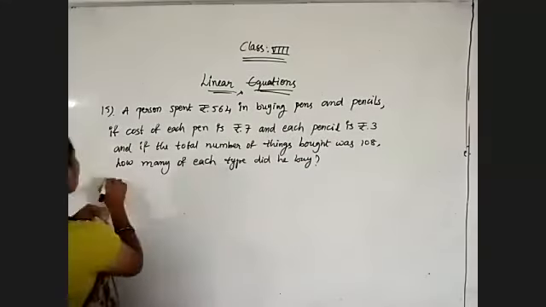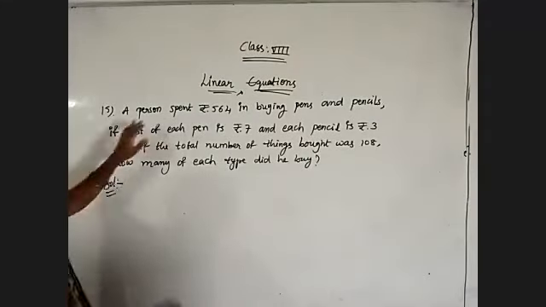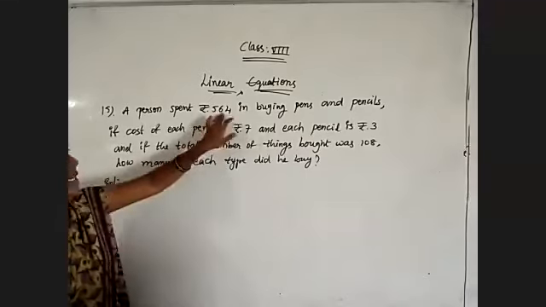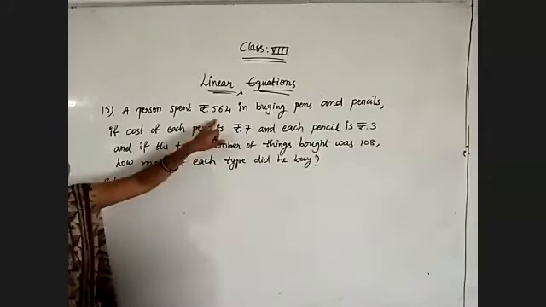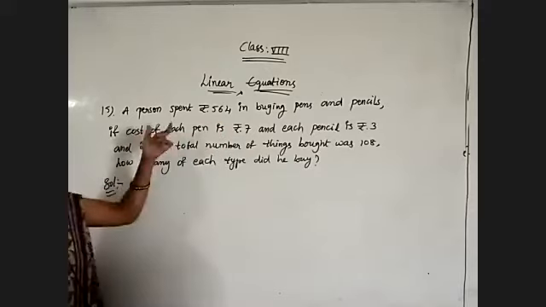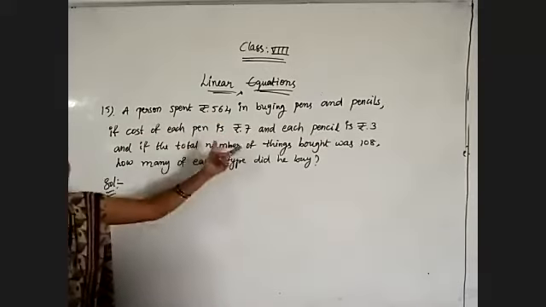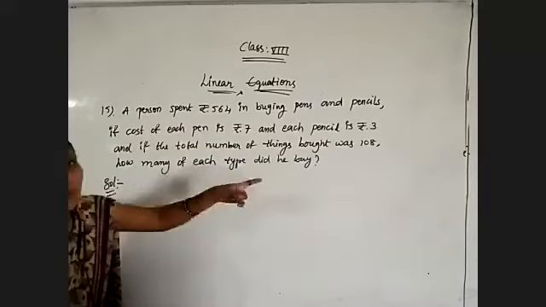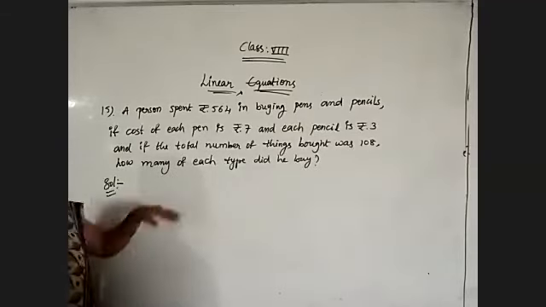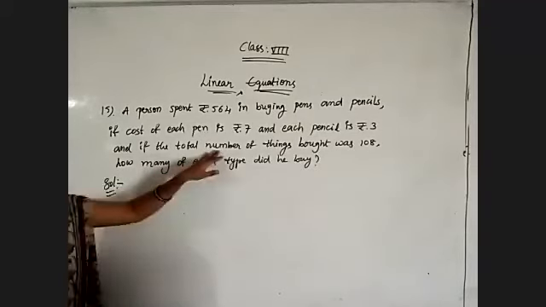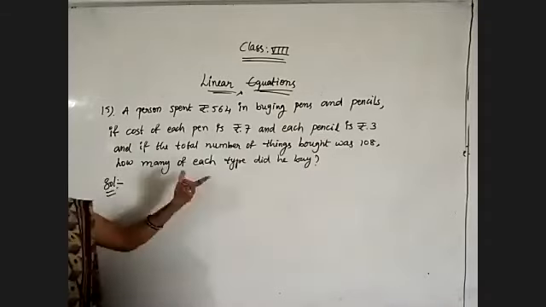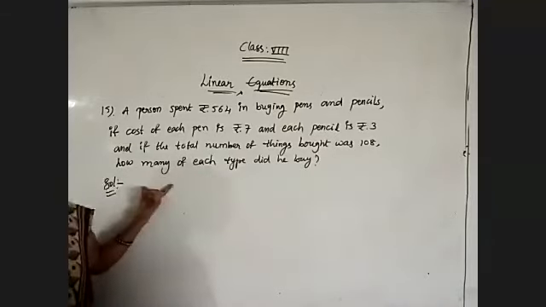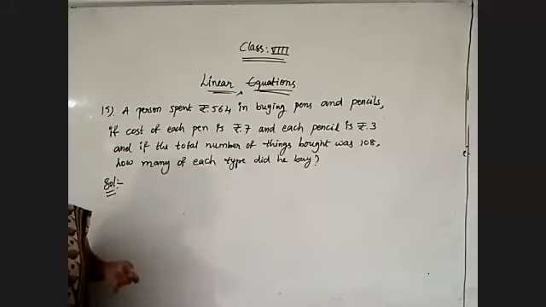Okay, observe the question carefully. A person spent 564 rupees in buying pens and pencils. So with the 564 rupees, he is buying pens and pencils. Cost of each pen is equal to 7 rupees. Cost of each pencil is equal to 3 rupees. And total number of pens and pencils he bought is equal to 108. How many of each type did he buy? Means how many pens he bought, how many pencils he bought, we need to find. Okay, number of pens, number of pencils.